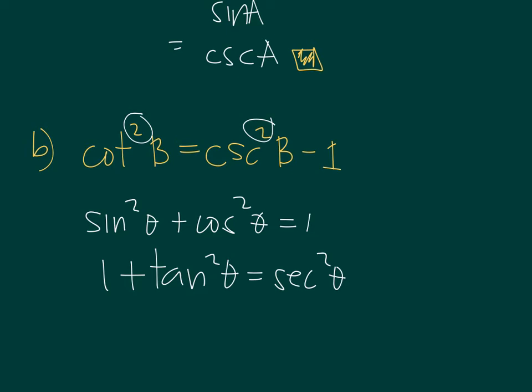And then 1 plus tangent squared is equal to secant squared. You can use them to replace the other. And the third one: cotangent squared theta plus 1 is equal to cosecant squared theta.